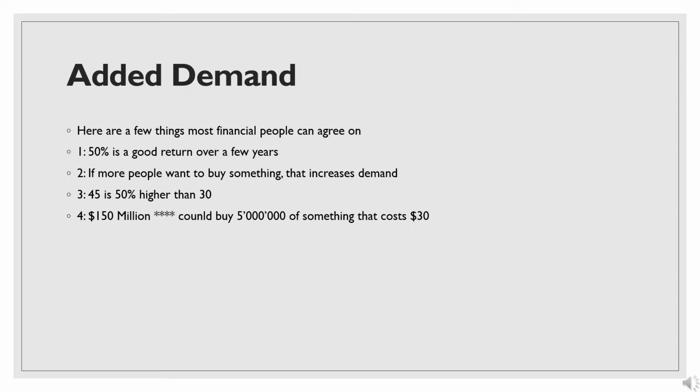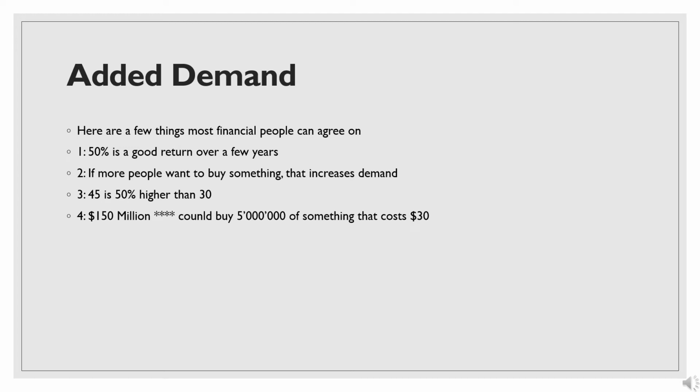Two, if more people want to buy something, that increases the demand. Three, 45 is 50% higher than 30. Four, $150 million could buy about 5 million. Well, not about, exactly 5 million of something that costs $30.